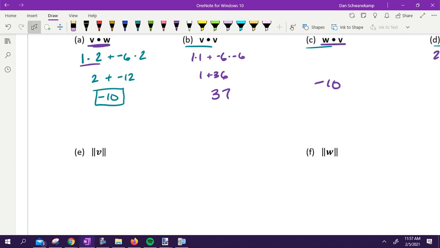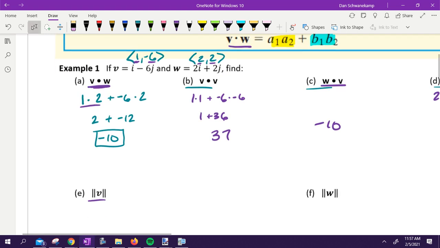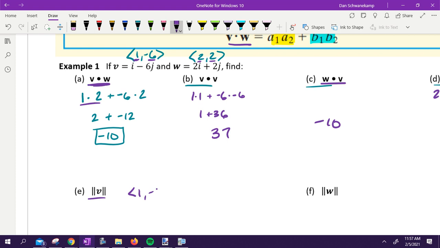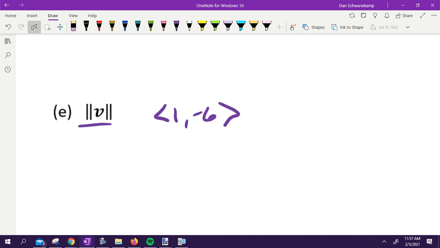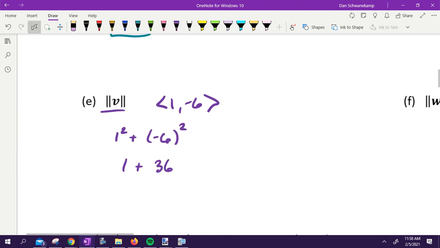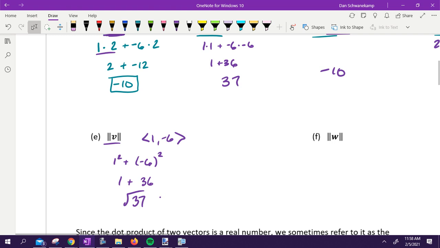Then we're going to find the magnitude of v. If I want to find the magnitude of v, v up here again is 1 and negative 6. What would I need to do with that in order to find the magnitude? Pythagorean theorem. 1 squared plus negative 6 squared. 1 squared is 1. Negative 6 squared is 36. 1 plus 36 is 37. But what do I need to do with that thing? Square root it.